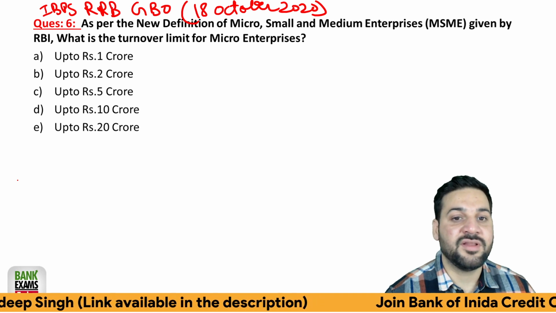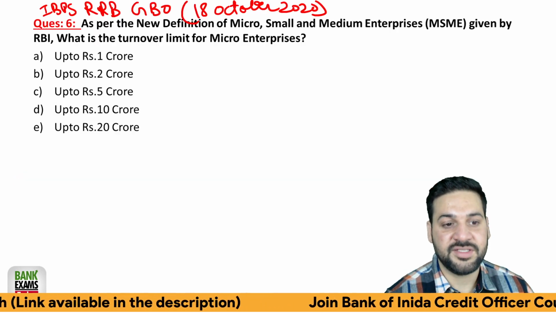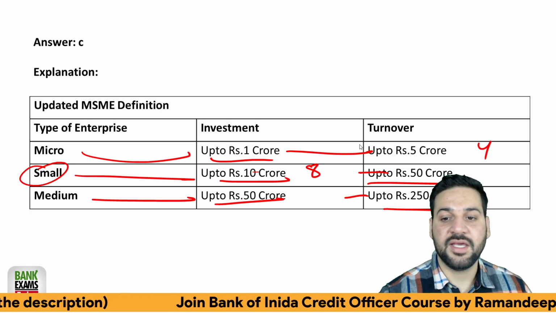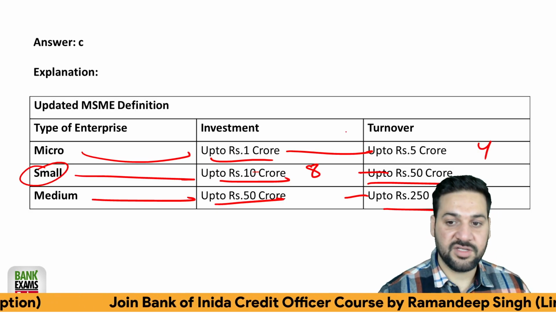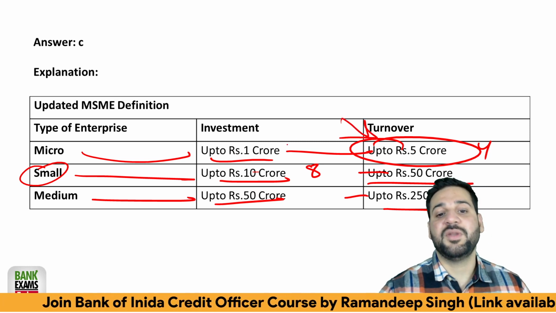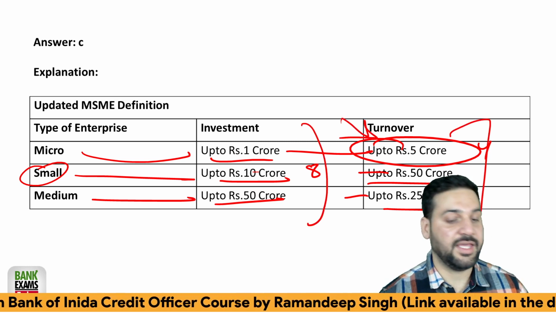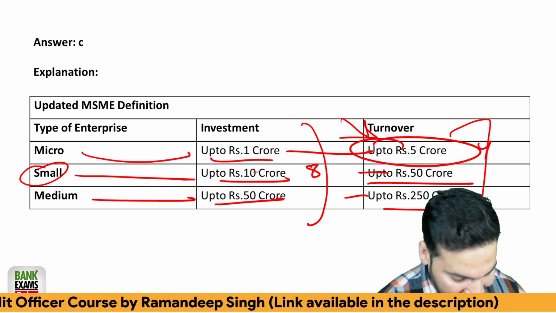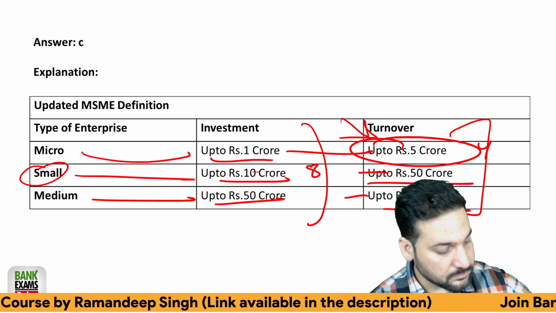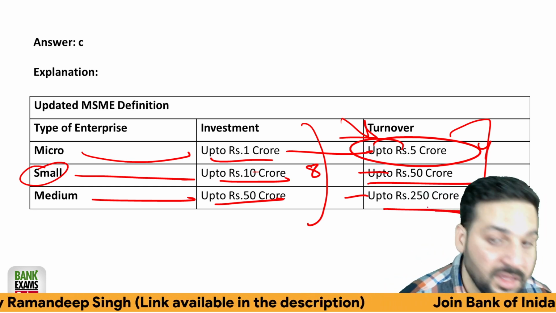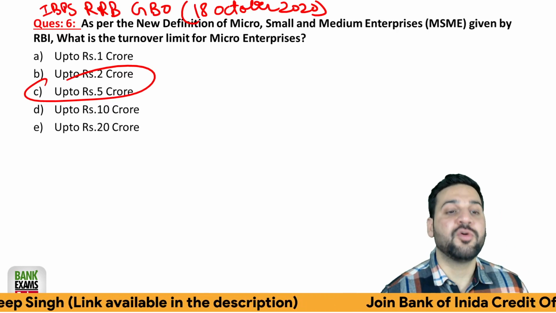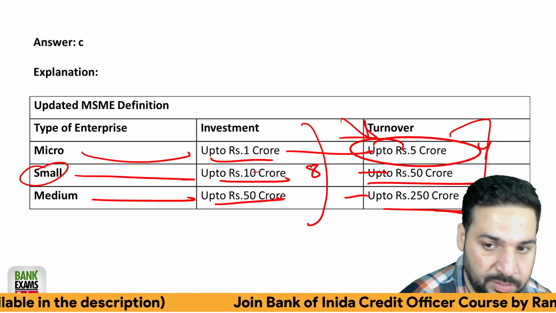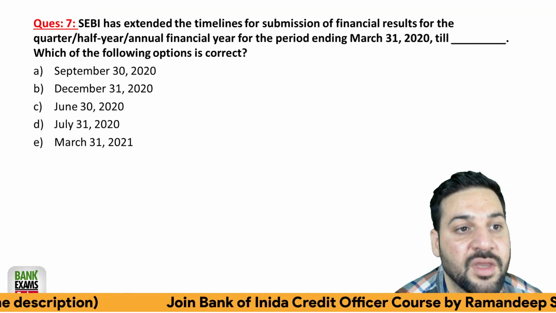As per given, what is the turnover limit for the micro enterprises, that is C, 5 crore as per given. यहाँ पे दिया हुआ है, ठीक है, 5 crore दिया हुआ है टर्नओवर का लिमिट. Please remember all these 6 numbers, ठीक है. MSME, micro, small and medium. Investment in what? That is turnover. It is not about investment, that is about turnover. Turnover limit for the micro it is 5 crore, ठीक है, याद रखना है.